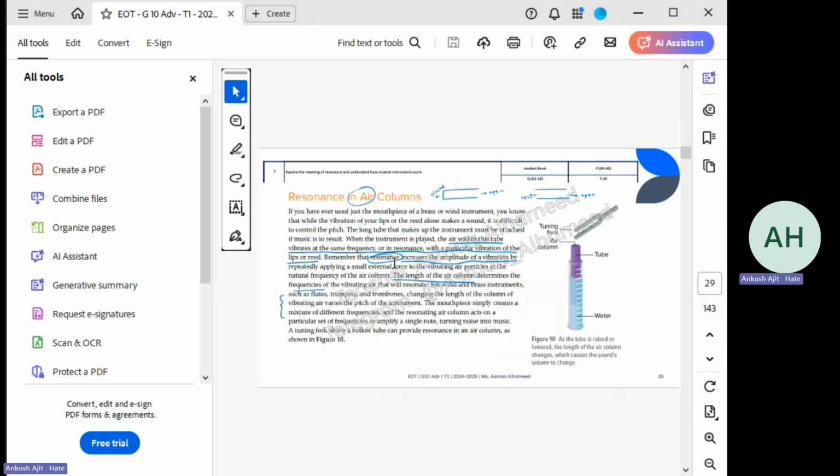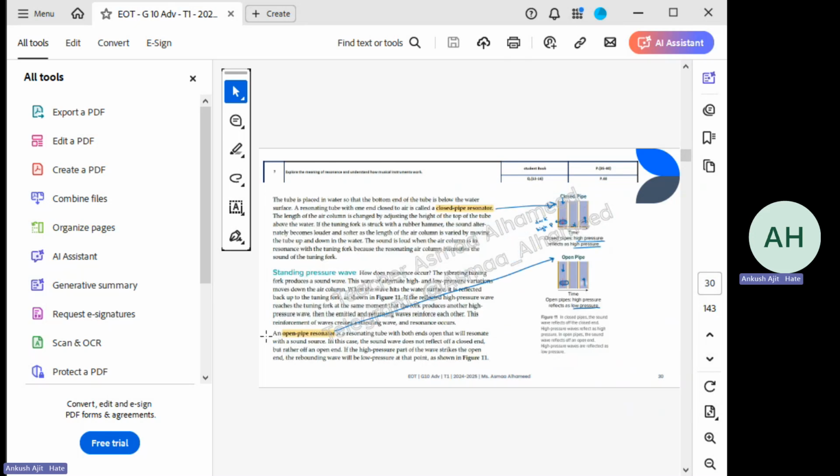Resonance is something very important. What is resonance? You have a natural frequency, and suppose you have forced vibrations. When the forced vibration matches the natural frequency, a loud sound is produced, so it increases the amplitude. That is called resonance. As the tube is raised, the length of the air column changes, which causes the sound volume to change. So basically this is about resonance, which you have already done.